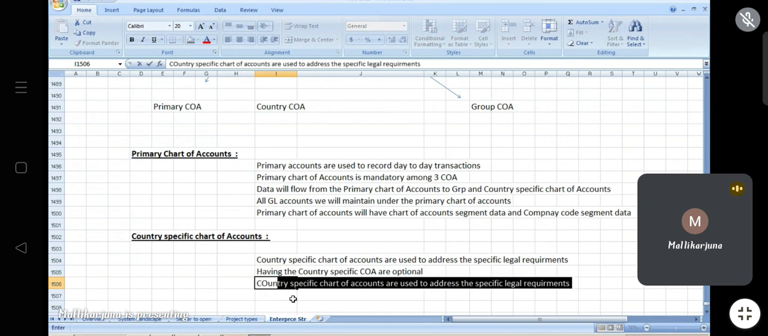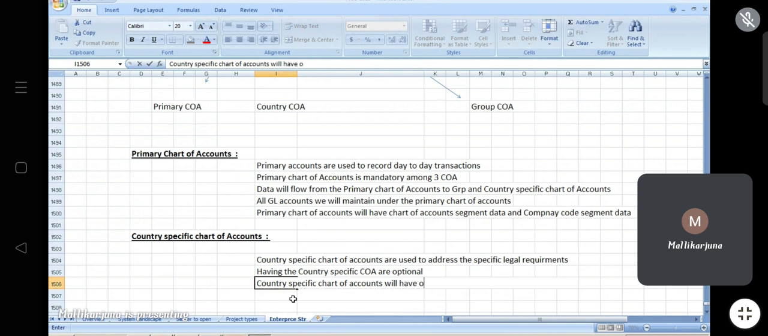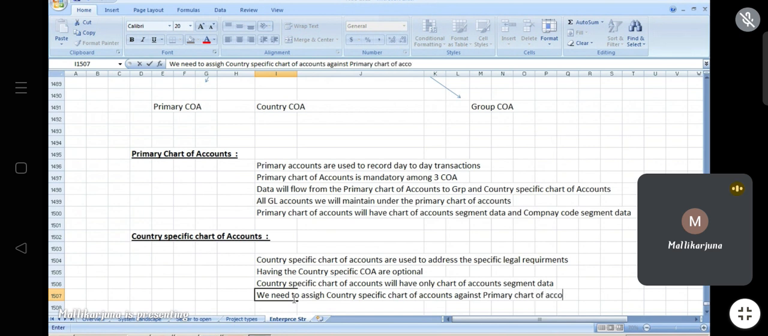Okay, so the country specific chart of accounts will have only chart of account segment data. We need to assign the country specific chart of accounts against the primary GL accounts, the primary chart of accounts.